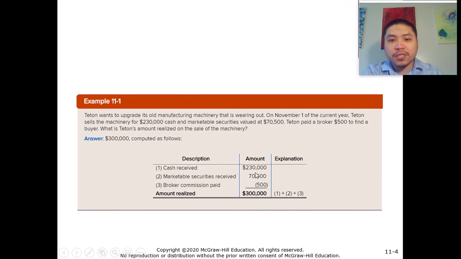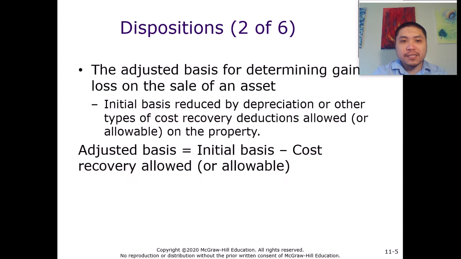So we take $230,000 plus $70,500, subtract any selling cost. So this here is going to be the commission fee paid to the brokers, and they pay them $500. So the amount realized is going to be the net of that amount, which is $300,000. So pretty straightforward. We should be able to grab this pretty fast.